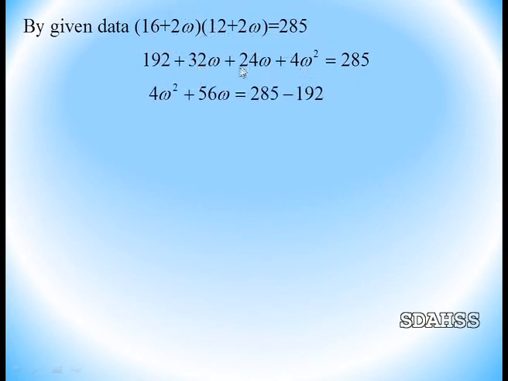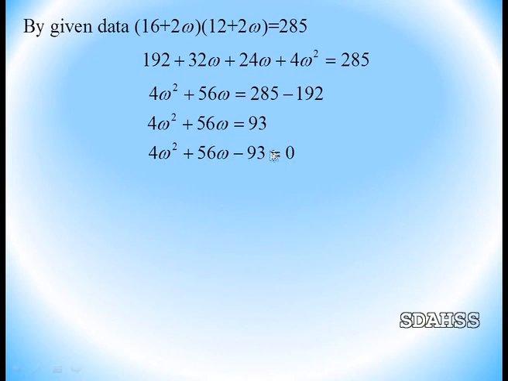So this equation becomes 4W² + 32W + 24W, which is 56W, equal to, you bring this 192 to the other side, it becomes negative. So 285 minus 192. Again this can be written as 4W² + 56W = 285 − 192, which is 93. You bring this 93 to the other side, it becomes negative. So this equation can be written as 4W² + 56W − 93 = 0.